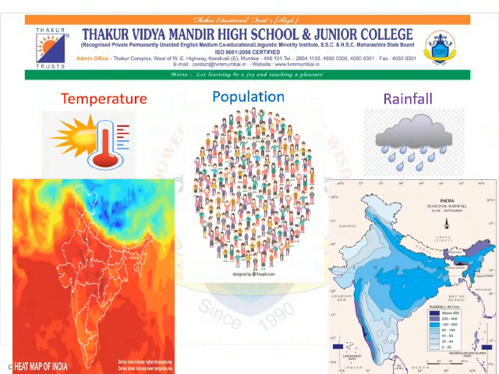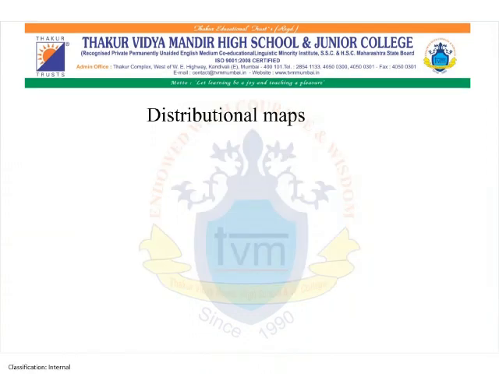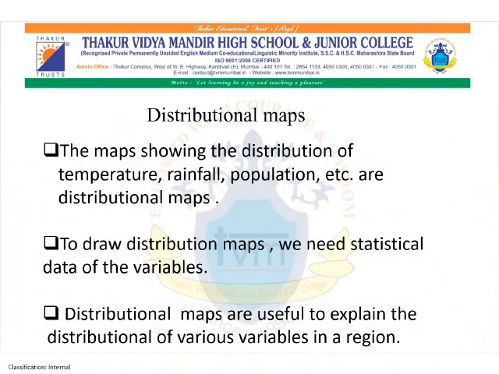Through thematic maps, distribution of various variables in a region is shown. Example, distribution of temperature, rainfall, population, etc. is shown on the map according to the data of these variables. In the previous slides, we have seen examples of thematic maps, that is, temperature map, rainfall, population, etc. They all are called distributional maps. To draw distributional maps, we need statistical data of the variables. Distributional maps are useful to explain the distribution of various variables in a region.